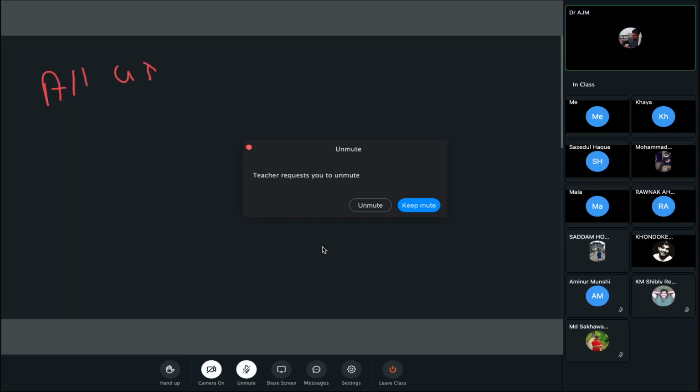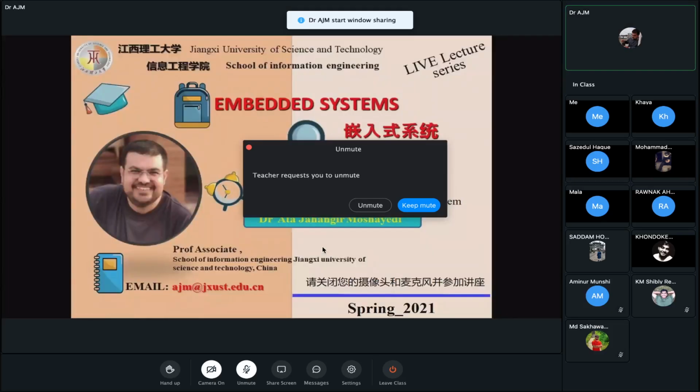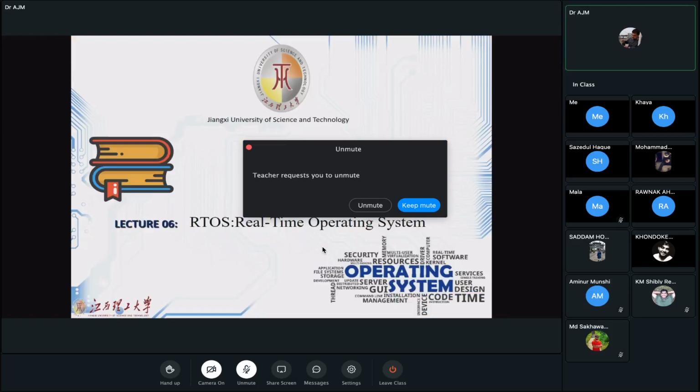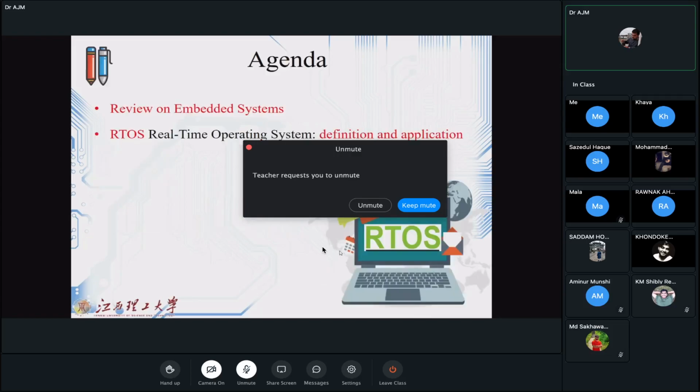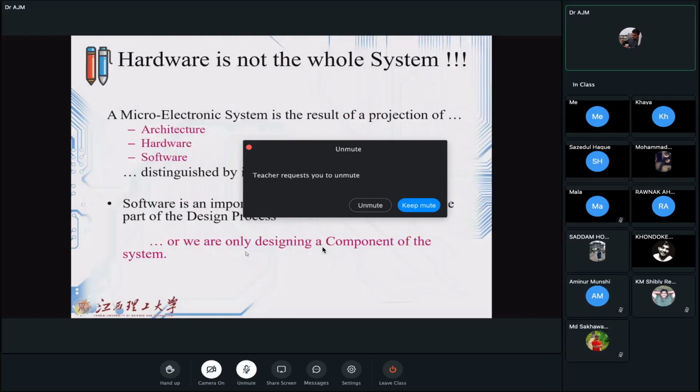Let us continue about this RTOS, which I recently added to the syllabus. The main aim is that nowadays most embedded systems are working with the RTOS, the real-time operating system. Let us see what this RTOS is, which is another version or maybe something different than an OS. First, we said that an embedded system is single function, for example a pager or mobile phone, and tightly constrained in cost, size, performance, power, etc. And it's reactive and real time, something like a car cruise controller, where delayed computation means failure of the system.